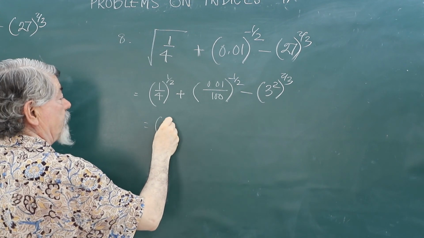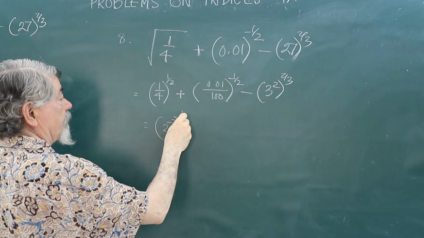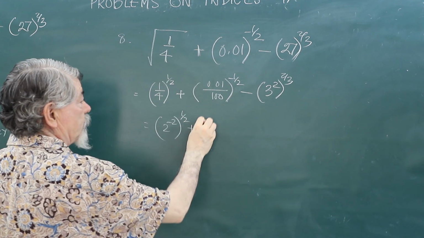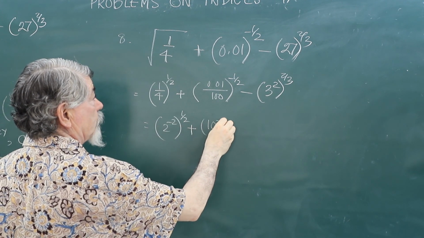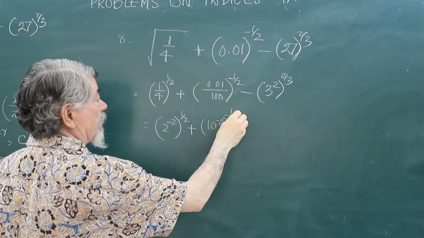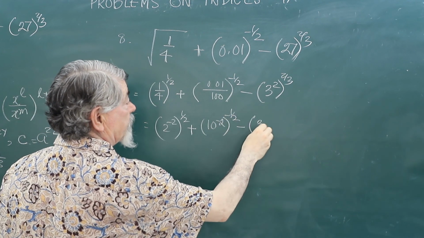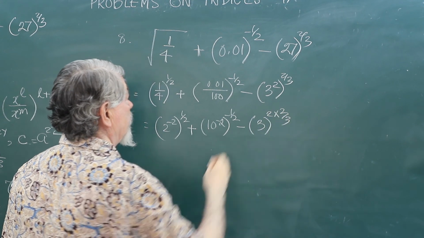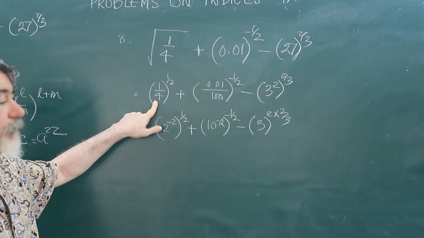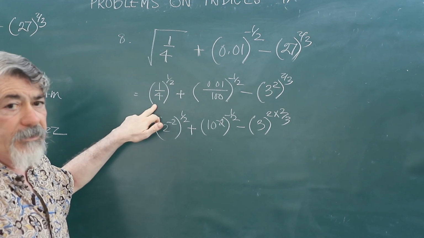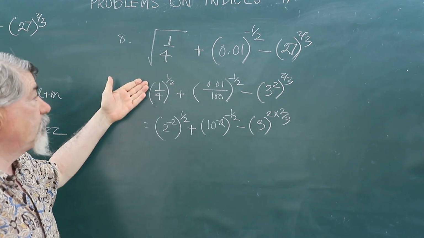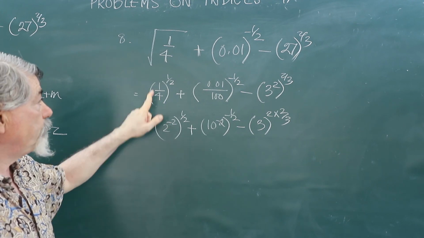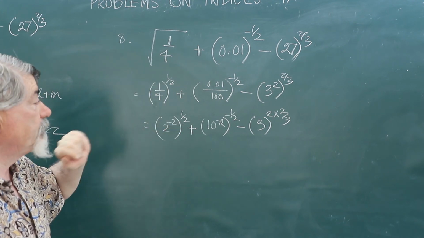This is 2 to the power minus 2 to the power 1 upon 2. This is 1 upon 100, which means 10 to the power minus 2, to the power minus 1 upon 2, minus 3 to the power 3 into 2 upon 3. What we have done is 4 we have written as 2 to the power 2 in the denominator. When we take it to the numerator, it becomes 2 to the power minus 2. So power to the power will get multiplied.